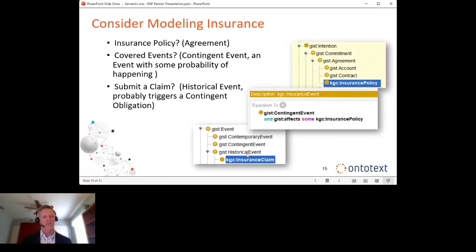And we even have this notion, again under agreements, of obligations. If you think about it, a claim might trigger what's called a contingent obligation, an obligation that the insurer would have to pay the insured if something happens, if a contingent event happens. So again, pretty complex things in insurance, and we're finding that with GIST, we only have to maybe go down one leaf level on each of these few areas, and it helps us think, what are all the things? What would a claim really be? What would a covered event really be? And you have some well thought out places to already slot them, like agreement, contingent event, historical event.